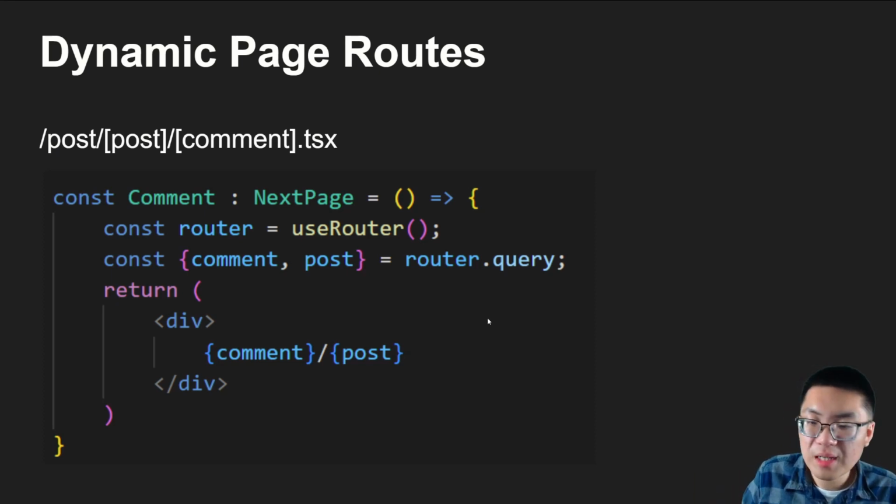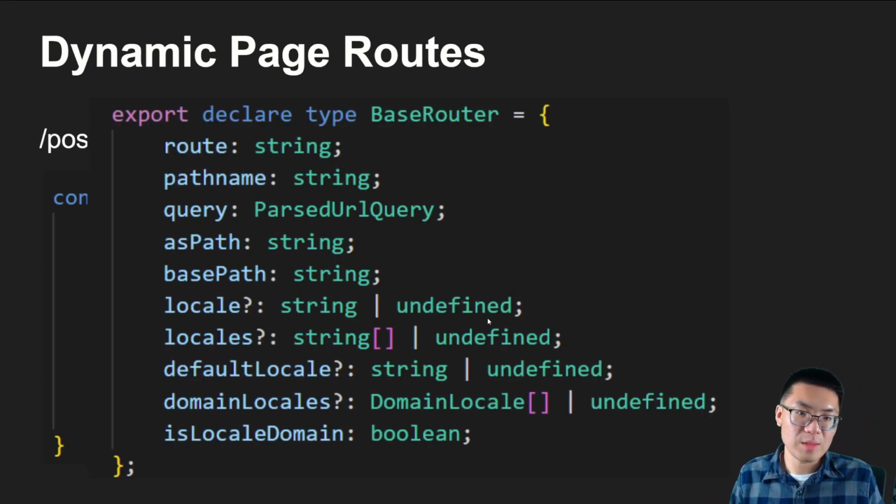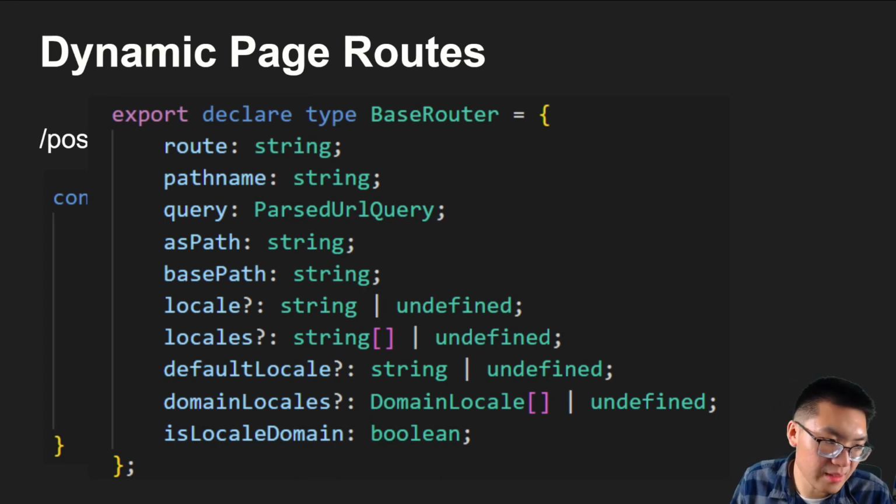For those who are curious, if you want to see what the router looks like, the router is a base router object, and it has all these parameters that you can see. The one we used is query, which returns a parsed URL query. And if you're curious, you can look more into that yourself later.